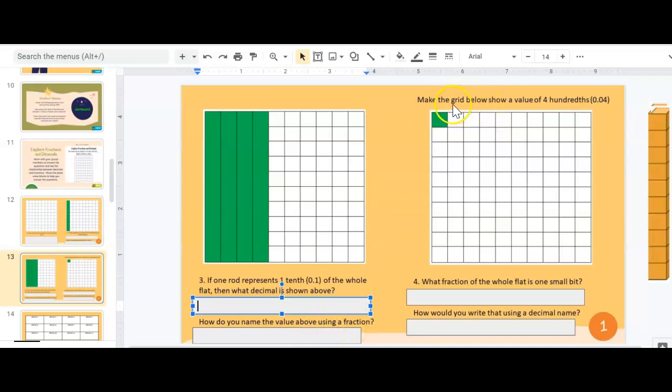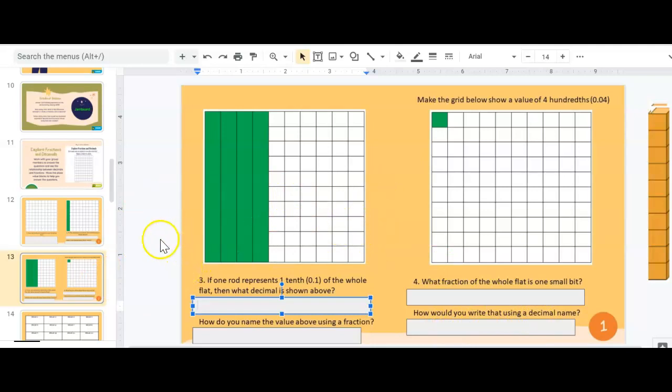Right here, the next one, 4, make the grid below show a value of 100s. So you're going to make it show a value of 100s. And here it says, what fraction of the whole flat is one small bit? So what fraction of the whole flat is one small bit? And below that, how would you write that using a decimal name? So that's our first and our second one.